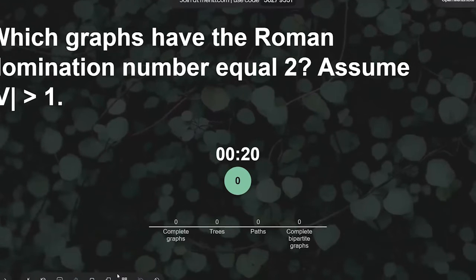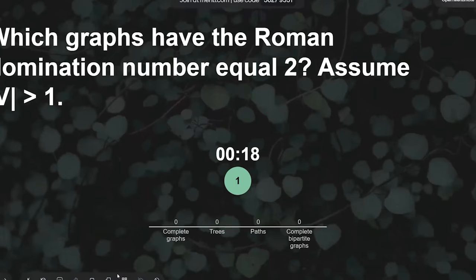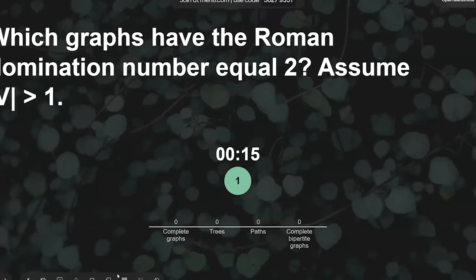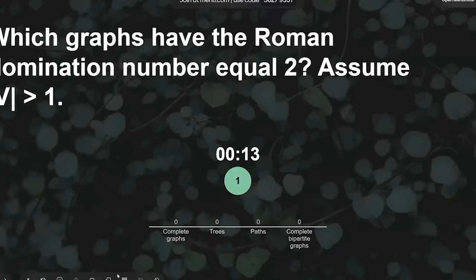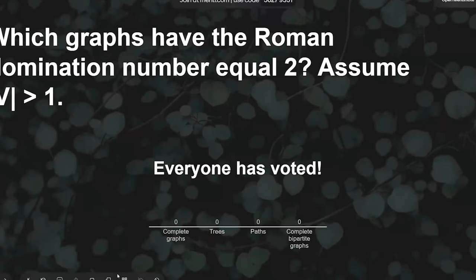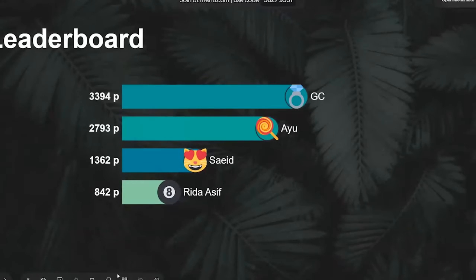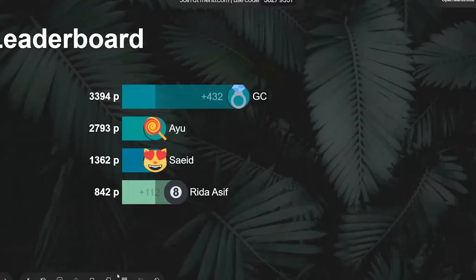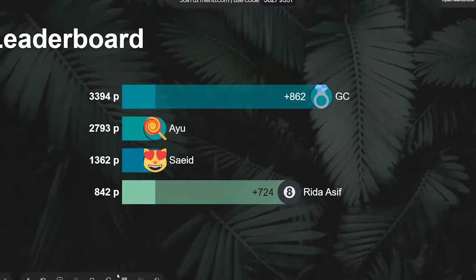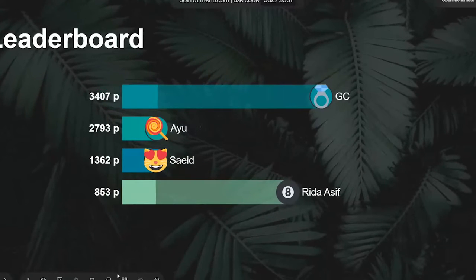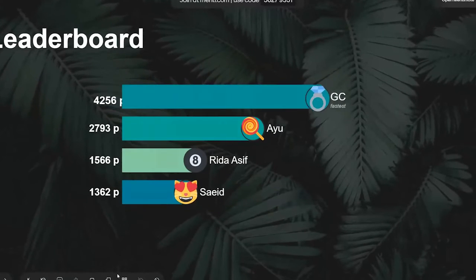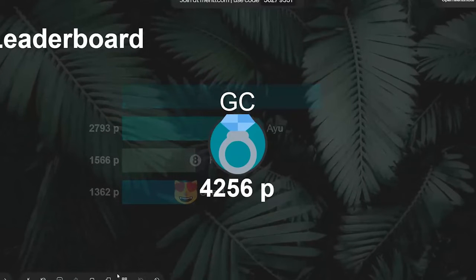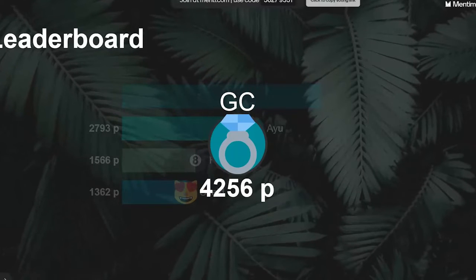Roman domination number equal to... we assume that there is at least 1 vertex in the graph. There is only 1 correct answer for this question. Oh, sorry, I didn't show you. Oh, complete graphs. Yes, complete graphs are the correct answer. Let us go back to the presentation.